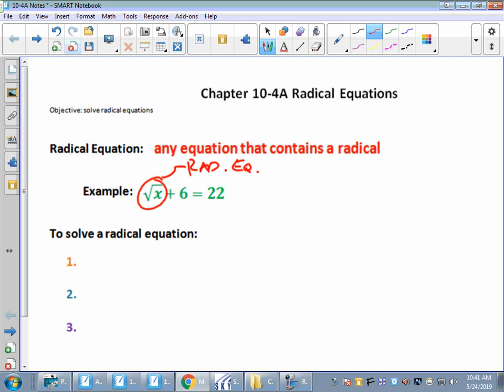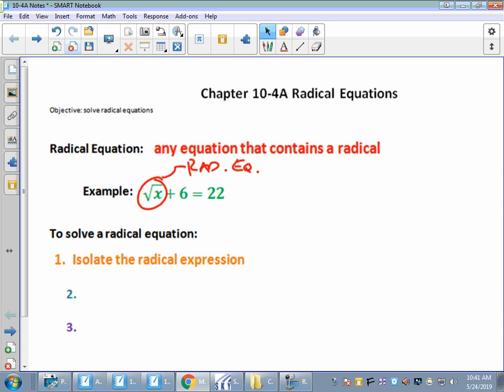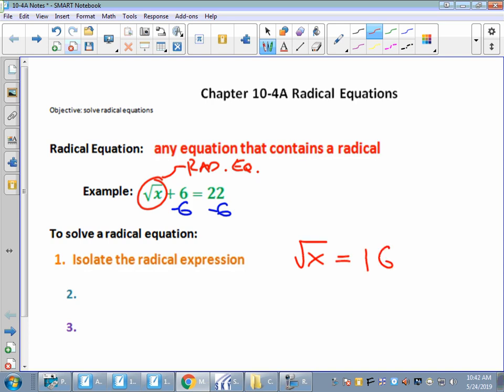Okay? So what we do here, just like in other equations, is isolate the radical expression. To do that, I'm going to get rid of everything else on that side. So I would subtract 6 from both sides, and that would simply give me the square root of x equals whatever 22 minus 6 is, which happens to be 16.